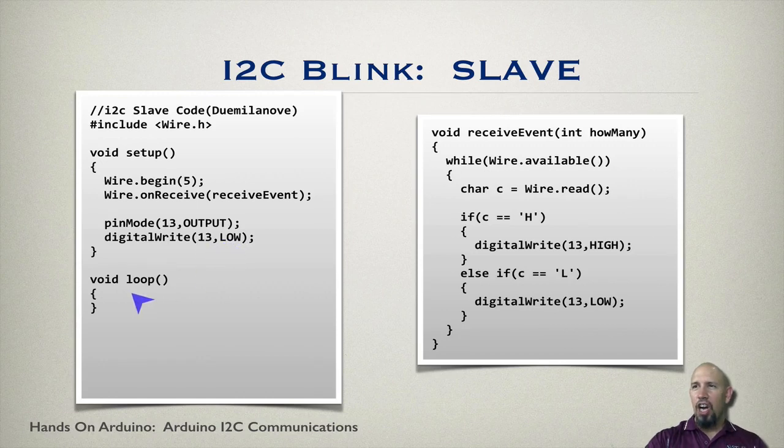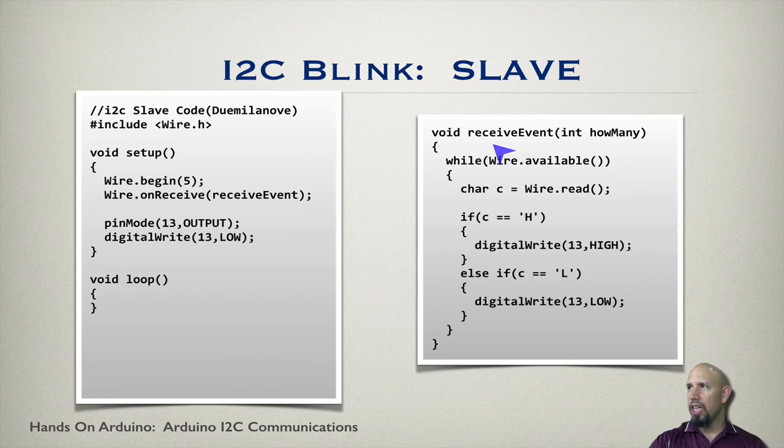Our loop program has nothing going on. In other words, our slave Arduino is just going to be sitting there waiting for an instruction from the I2C. When a receive event occurs, it's going to go to this interrupt service routine. That's all that this program is doing. So now let's look at the interrupt service routine.